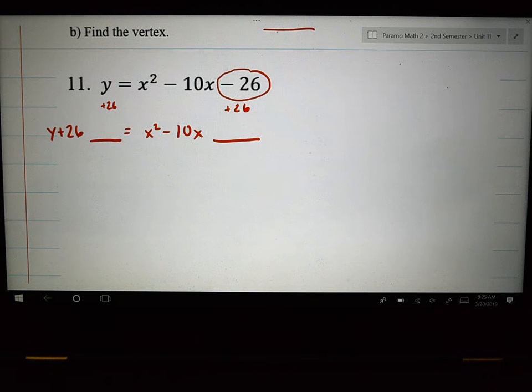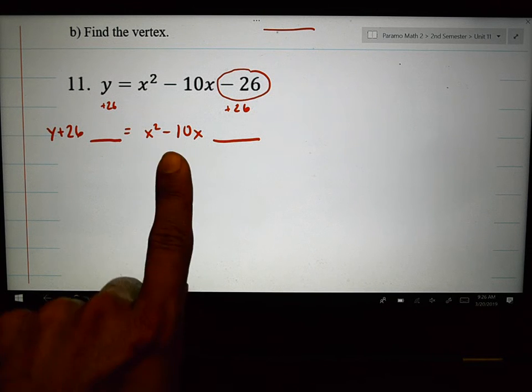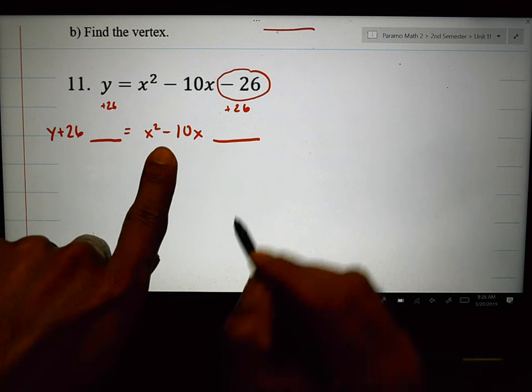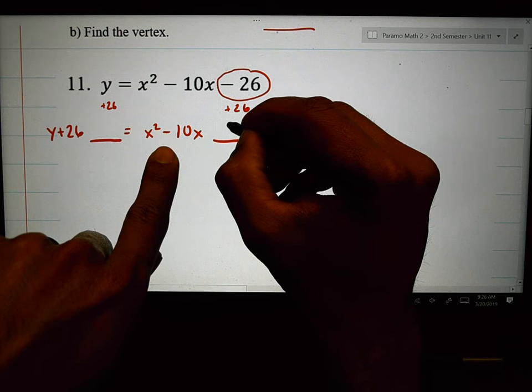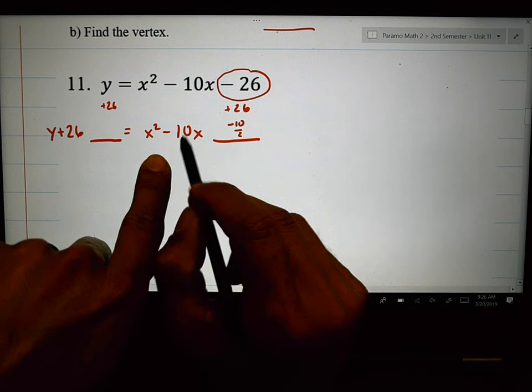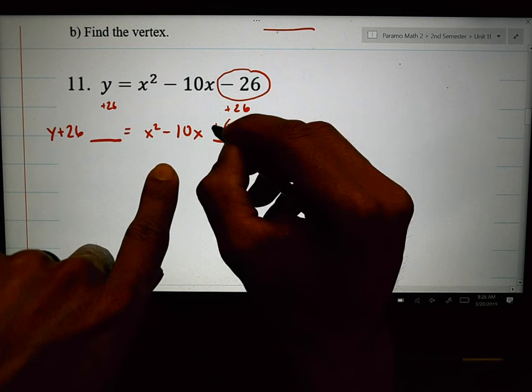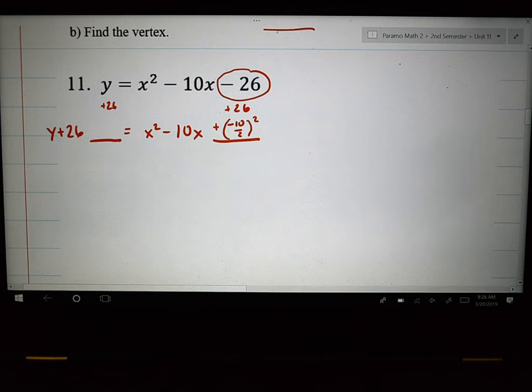Step 3 says add half of b squared. What is half of b squared in this problem? Half of b squared. You see it? If you don't know, the b value is negative 10, we're going to put half of 10 squared, and that's what we're adding to the right-hand side. That's what's going in the underscore.